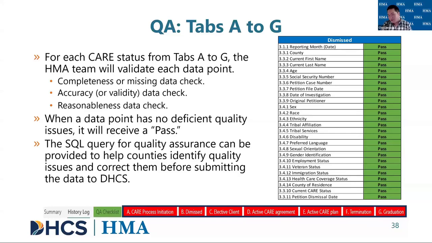We will go through each of these data points. When a data point has no deficiency or quality issue, it will receive a pass. To help county in their own QA, the HMA team plans to provide the SQL query that we use to do the QA, so that they can use it to do their own QA before submitting the data back to DSCS. Yeah. Next, please.